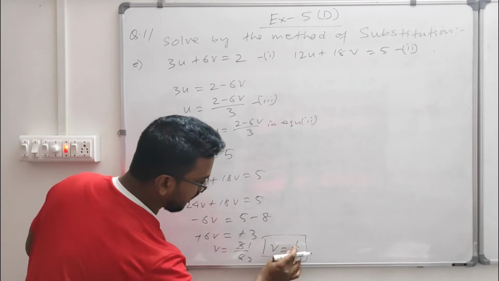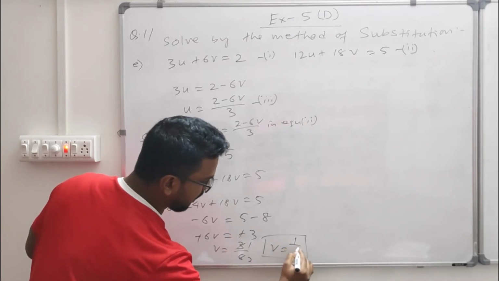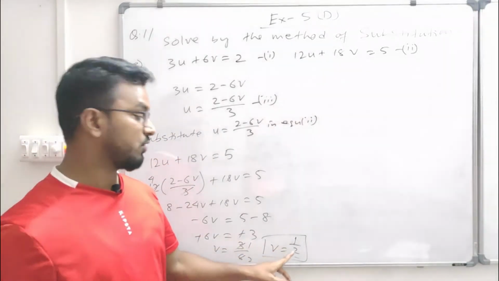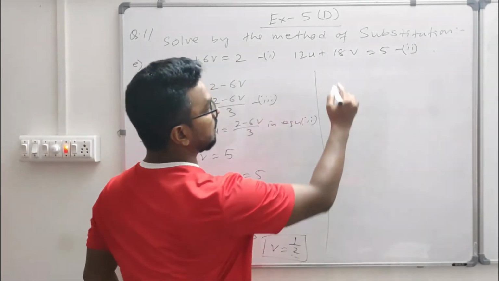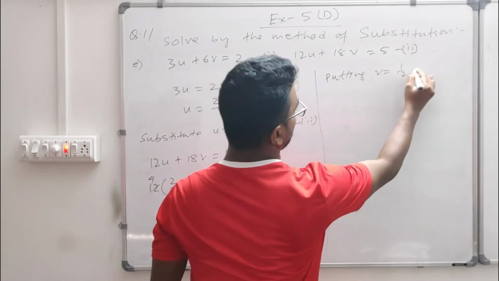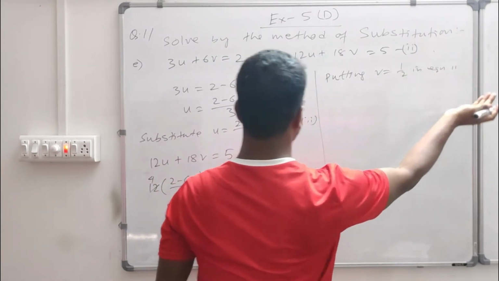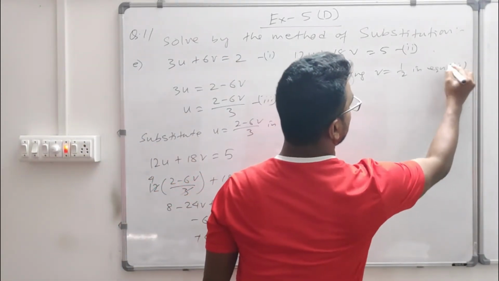Okay, the value of b is 1 by 2. Now put the value of b equals 1 by 2 in equation number 2. So here, putting b equals 1 by 2 in equation 2, or you can put it in equation 3 also, you will get the value directly in equation 3.